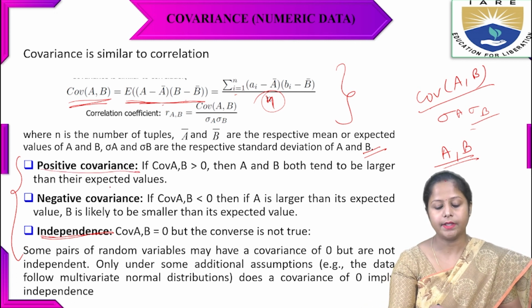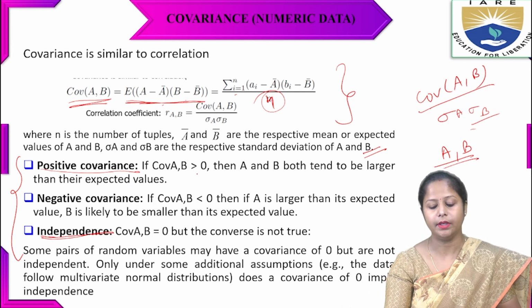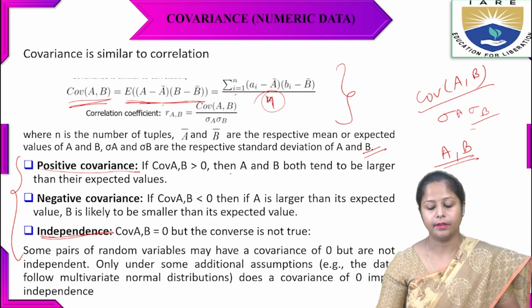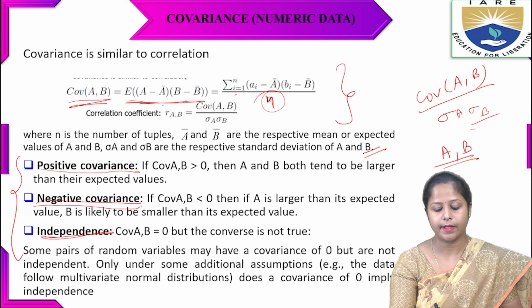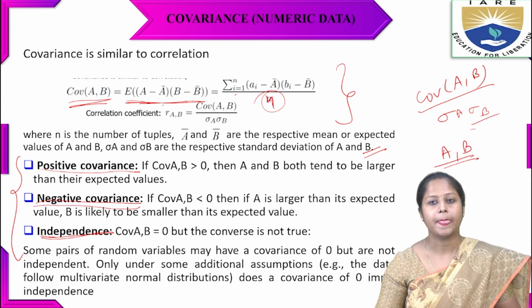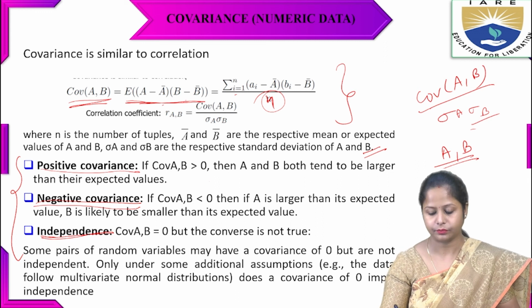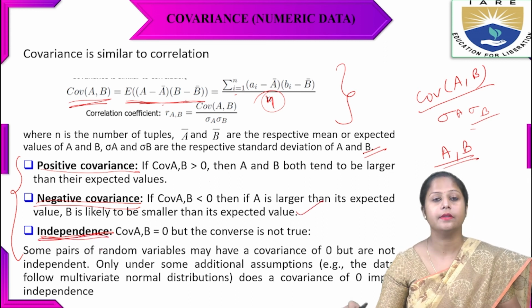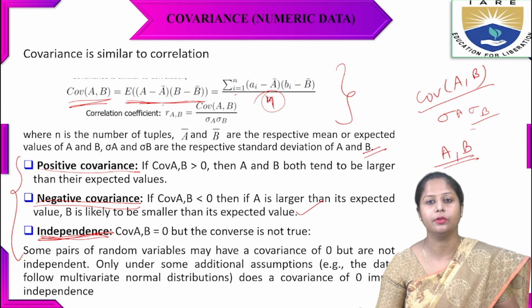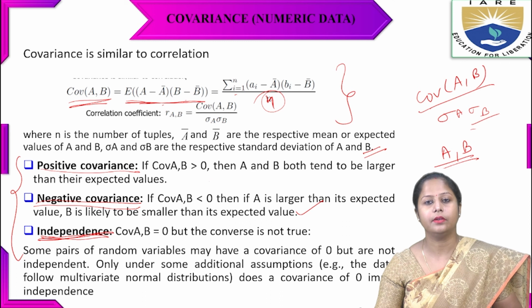So what is positive covariance? If the covariance of A, B is greater than 0, then A and B both tend to be larger than their expected values. For negative covariance, if the covariance of A and B is less than 0, then when A is larger than its expected value, B is likely to be smaller than its expected value. Independence: when the covariance of A and B is equal to 0, the converse is not true.